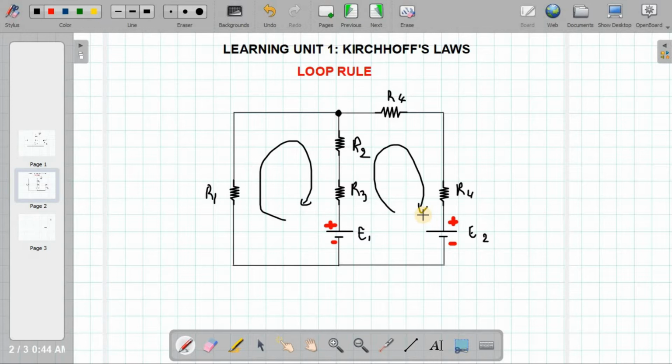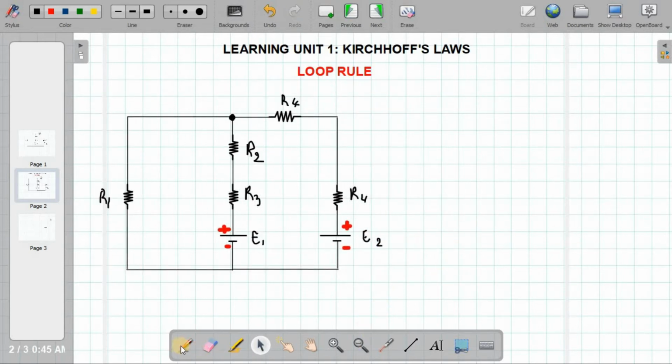With the junction rule, the first concept, we were busy dealing with current, how we interpret current at the node. But now, with the loop rule, we're going to interpret voltage: voltage drop and voltage rise. Because we have two loops, we're going to have two equations.